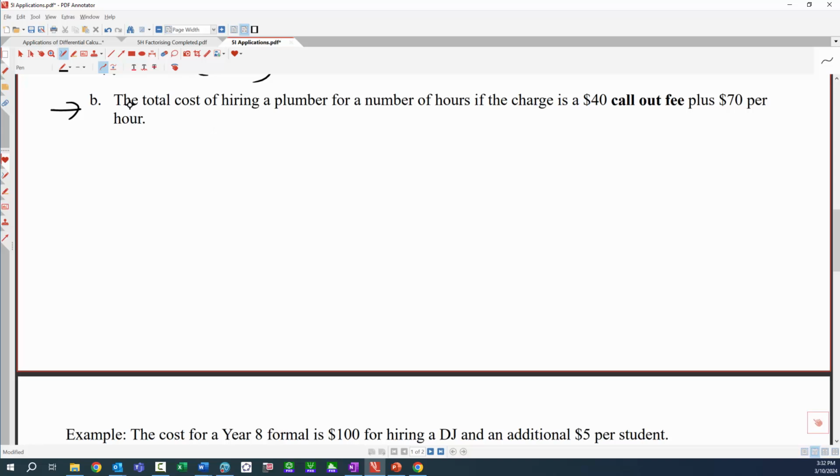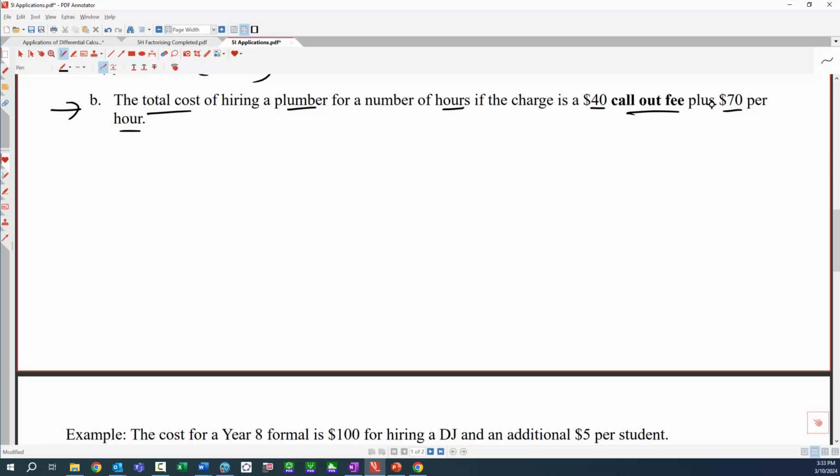Okay, now that you've got that written out, we can read it carefully. The total cost of hiring a plumber for a number of hours if the charge is $40 for a call-out fee, $70 per hour. Okay, so we want the total cost. What we know is it's going to be automatically $40 because that's their call-out fee. That's the fee for attending the job and maybe traveling to your house using tolls and petrol and their time to attend the issue that you've got with your plumbing. So that's a standard $40 call-out fee no matter what.